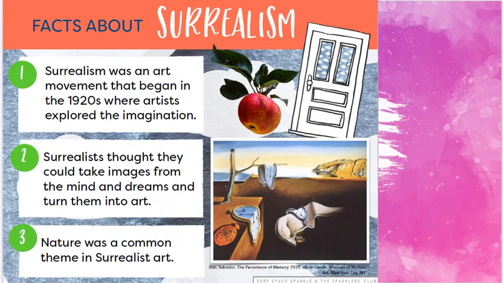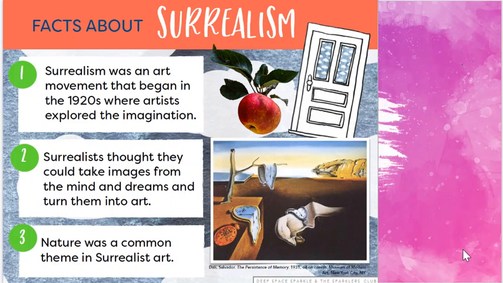It was an art movement, and it began in the 1920s. Artists were very interested in exploring the imagination. This is the time when psychology was just starting to develop as a field. So there's a lot of people thinking about what goes on inside the human mind. And that's kind of where this art movement came out of. Surrealists thought that they could take images from the mind and the dream and turn them into art. It was a big thing where people kept notebooks by their beds and wrote down what dreams they had, and then they would use that for their art.